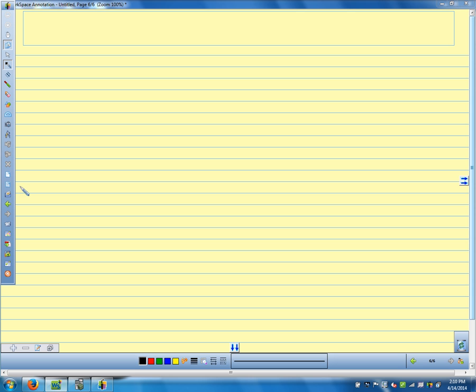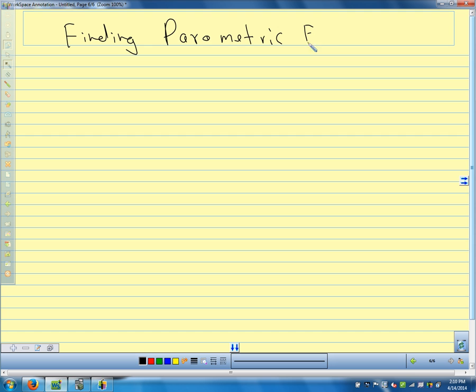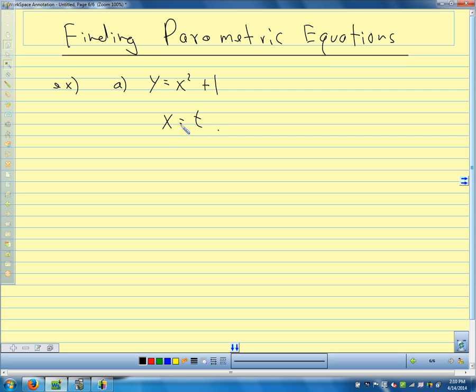All right, last topic that we're going to talk about for today with parametric equations is finding parametric equations for a graph. This is really easy. When we're finding parametric equations, what we're going to be given is our y equals f of x. For example, and we're going to parameterize this two different ways, y equals x squared plus 1. We want to parameterize this by saying that x equals t. So they're giving us the parameter, x equals t.